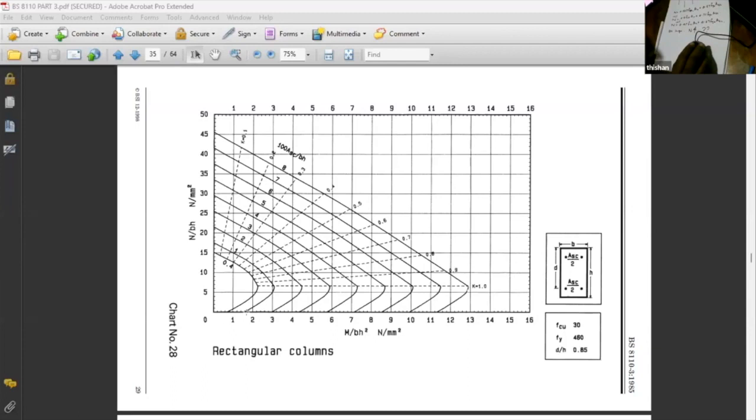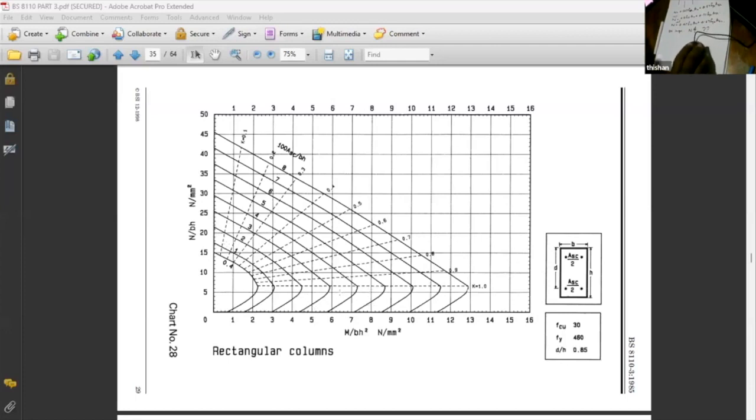But what actually happens is, can you remember I told you that when you are selecting the columns, we select somewhat larger columns. So the moment you select a larger column, what will happen to M over BH squared? It will become pretty small, and it will be somewhere here. And the N over BH value also drops. So generally, we might be lying somewhere here. But on the other hand, you can get a situation where you are somewhere here.